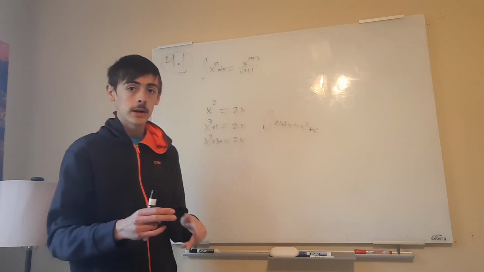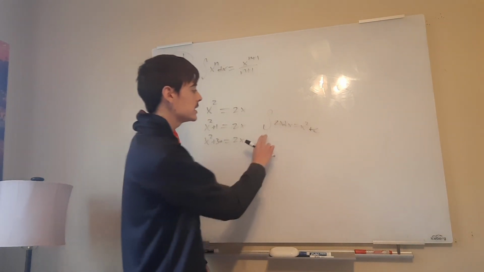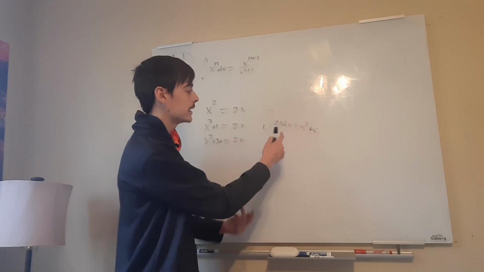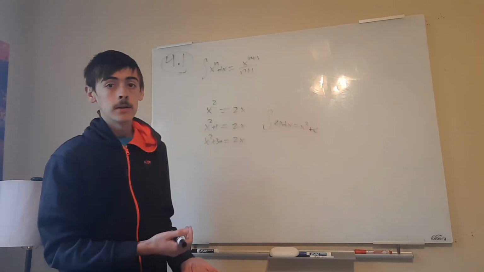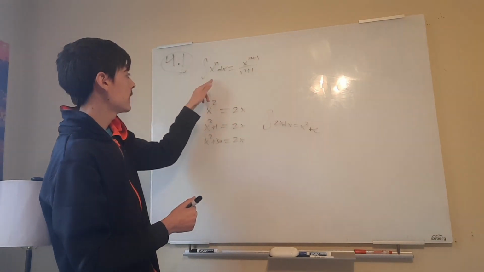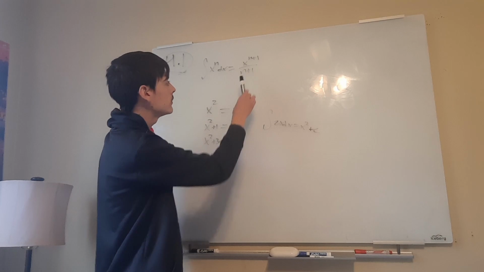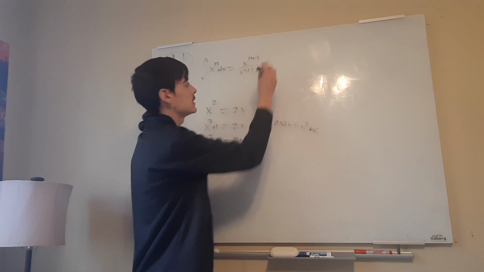Later on in the lesson, we're actually going to learn how to solve for this constant, but for right now, we don't have to worry. If you see an integral, just take the antiderivative and write plus c at the end. So if we were going to apply that to our formula up here, the integral of x to the n dx will actually equal x to the n plus 1 over n plus 1 plus c.